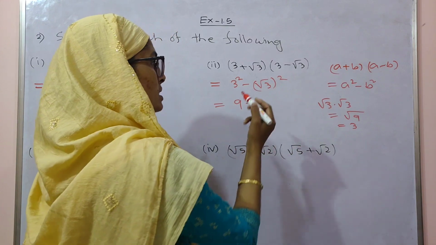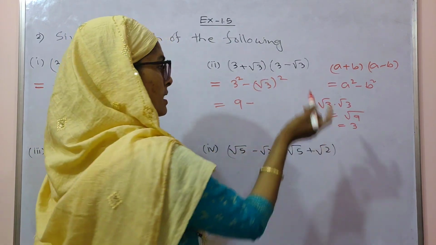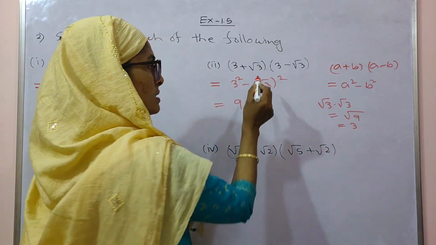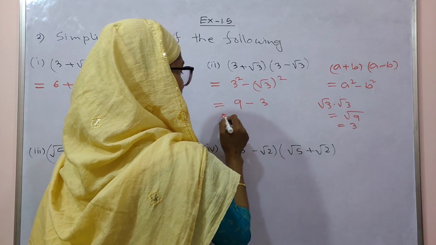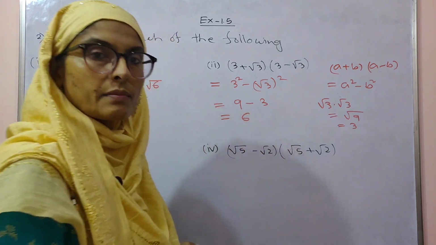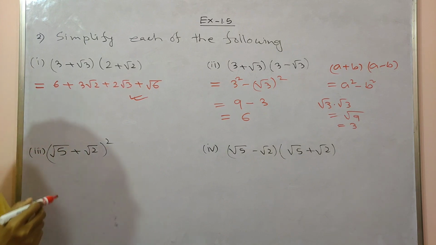So remember this one. If a root is given and the power is 2, then the root is cancelled. So you can write simply 3. 9 minus 3, 6. Next, root 5 plus root 2 whole square.